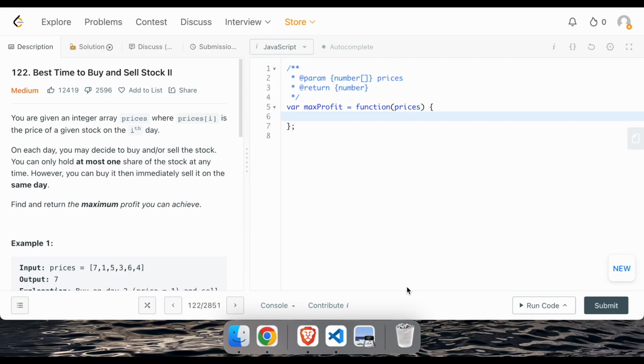So the problem that we are going to solve today is Best Time to Buy and Sell Stock 2. This is an extension of the problem Best Time to Buy and Sell Stock 1. So let's see what the problem is about.